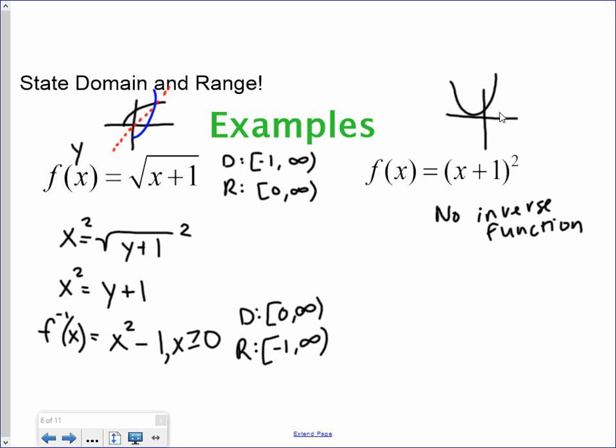If I had given you this and put a comma right there and said for x is greater than or equal to -1, then we'd be looking only at one arm of the parabola, and that would pass the vertical line test, or sorry, horizontal line test. So if there's a restriction that makes it 1-to-1, then you'd be okay.